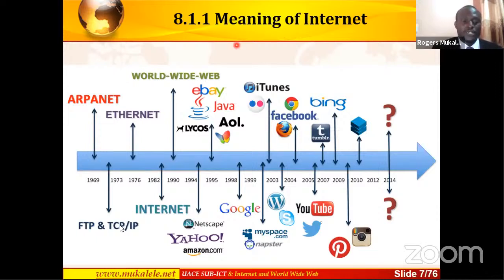We also had TCP/IP. Then we had Ethernet. Ethernet now, that's what brought in the cables, like the LAN cables. I'm going to give you an assignment to go and research about each of these technologies, and you tell me what it means. This is going to be your assignment for today. These are some of the developments which have been coming up with the internet.